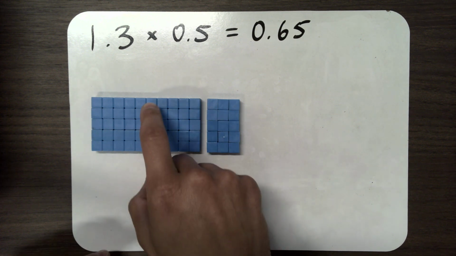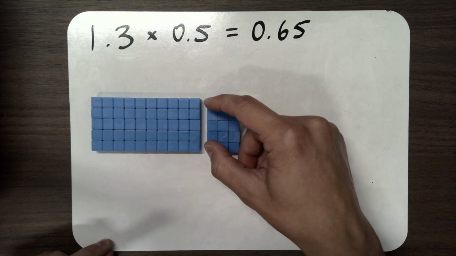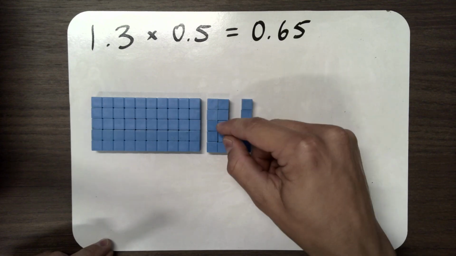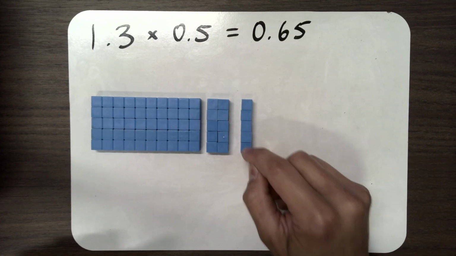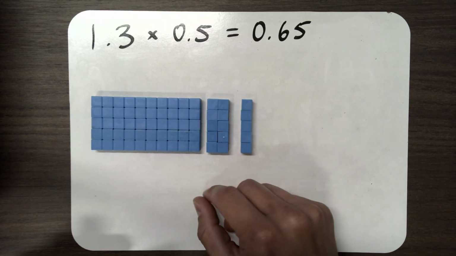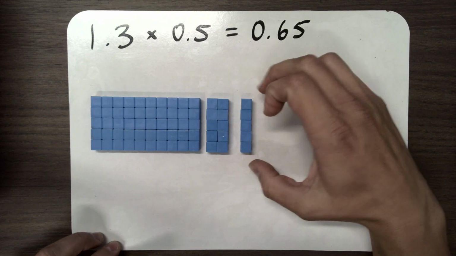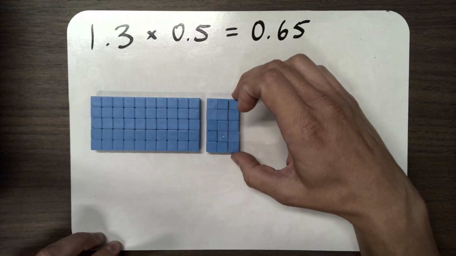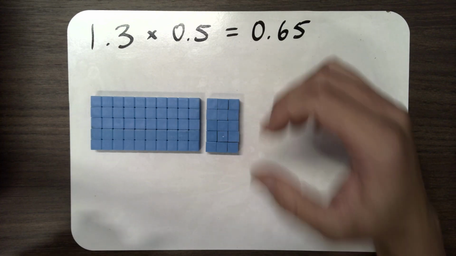Okay. So here we can see we have 5/10 right here. We could take 10 of these, and that could be restructured as a tenth, and then we have these 5/100ths left over. So just in the area model, we can see that we do have the 6/10 and the 5/100ths.